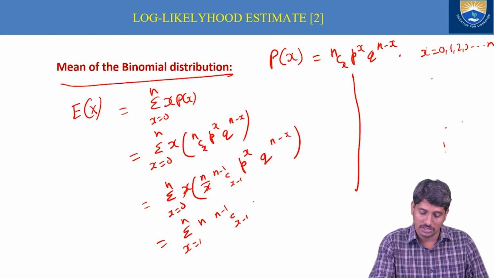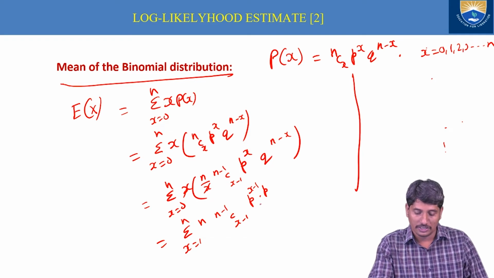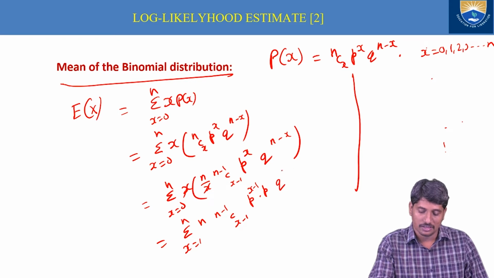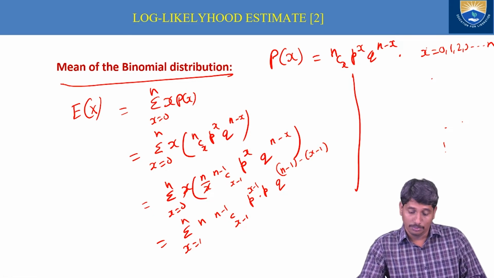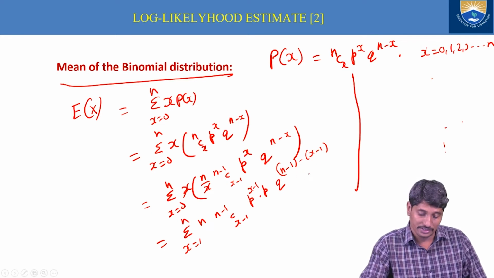Now n minus 1 c x minus 1. I'll write p power x as p power x minus 1 into p, splitting the power, and q power n minus x, I'm going to write it as q power n minus 1 into minus of x minus 1. Okay, that means I have written q power n minus 1 minus x minus 1, because I am adding and subtracting 1, I could write it like this.